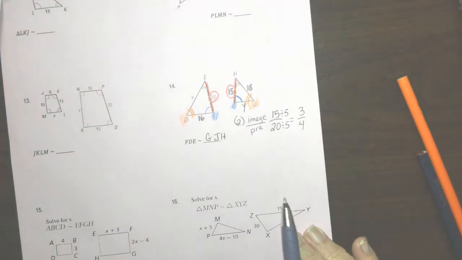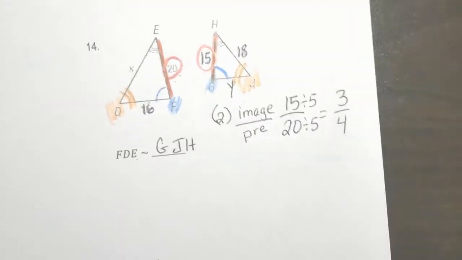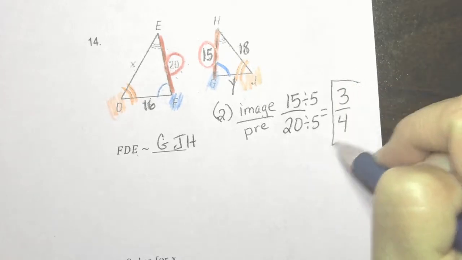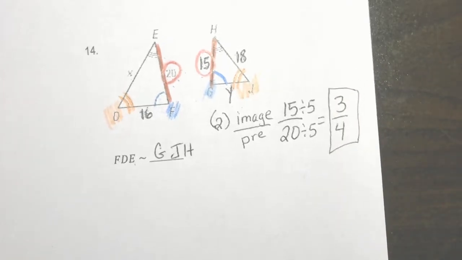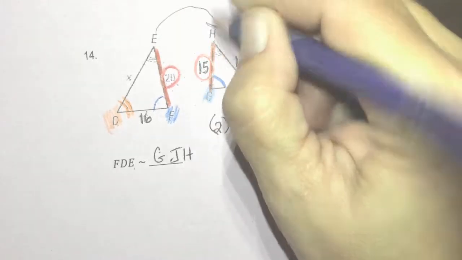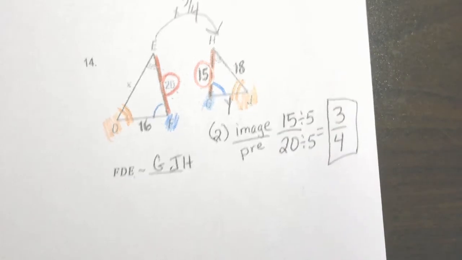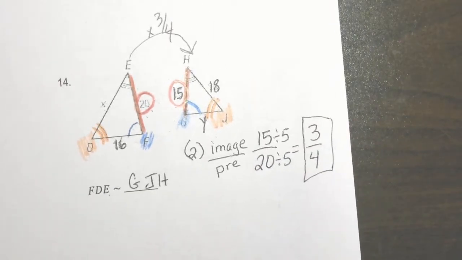Okay, so that tells me that 3/4, let me zoom back in here, that tells me that 3/4 is my scale factor. And that makes sense because my shape did a reduction. It got smaller. So it makes sense that I would multiply by 3/4. 3/4 is less than 1.